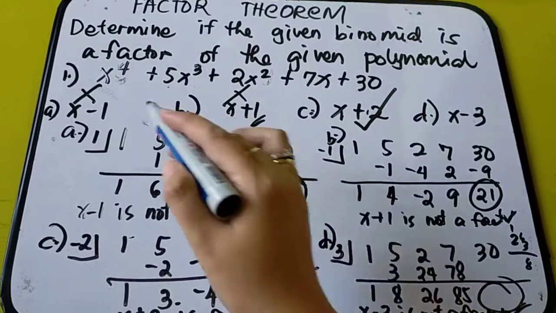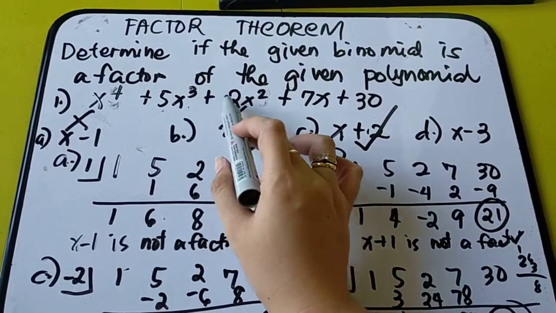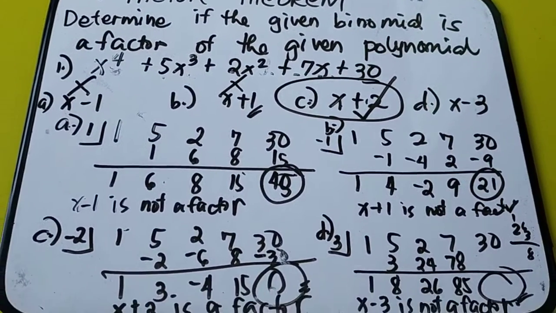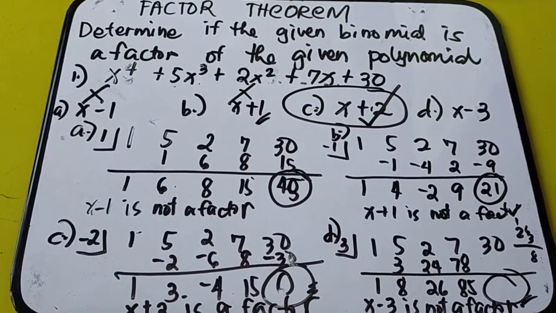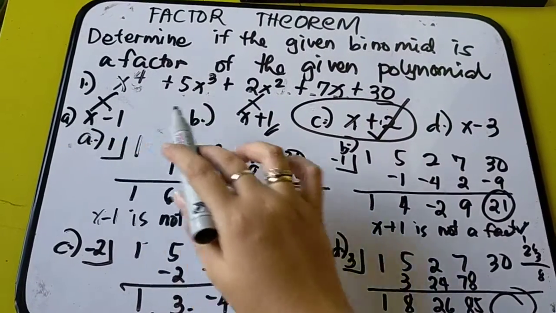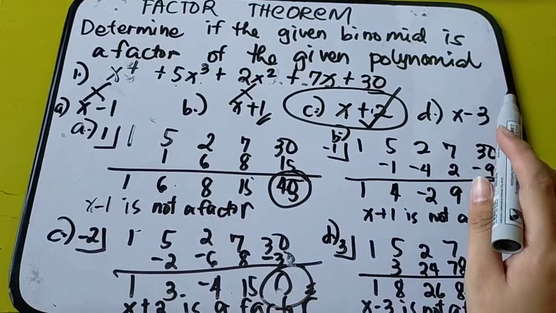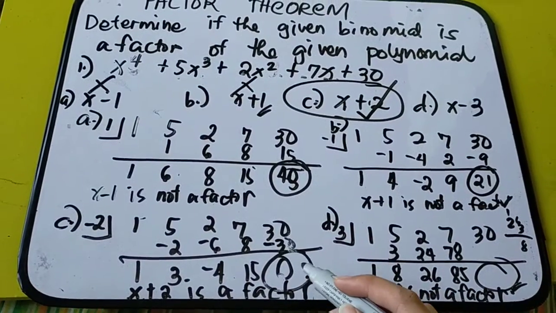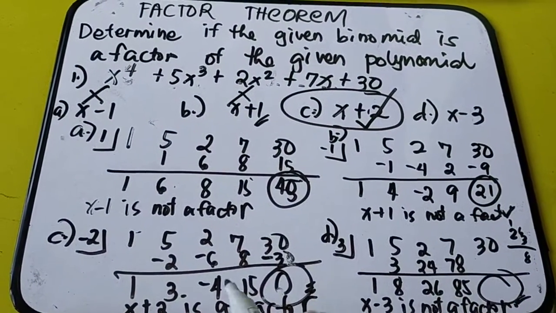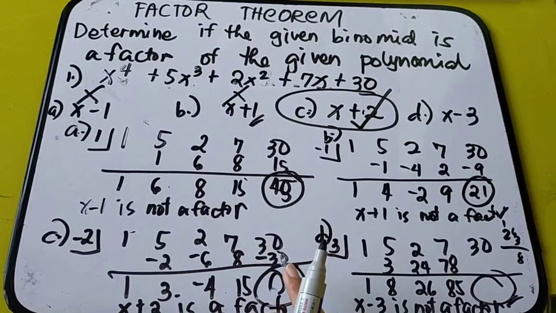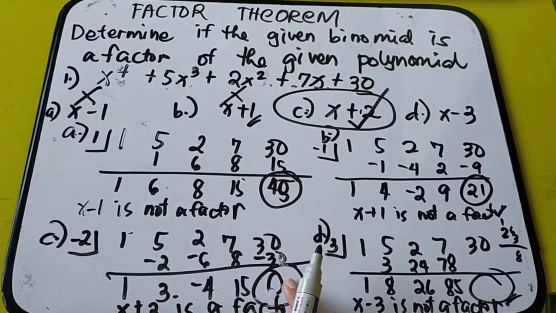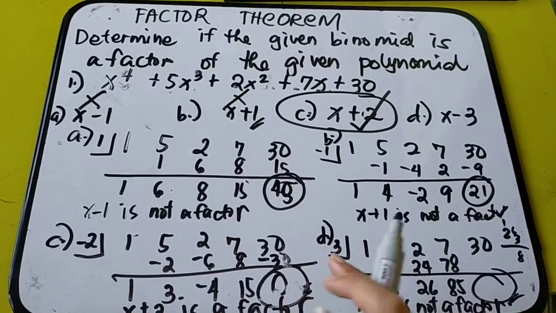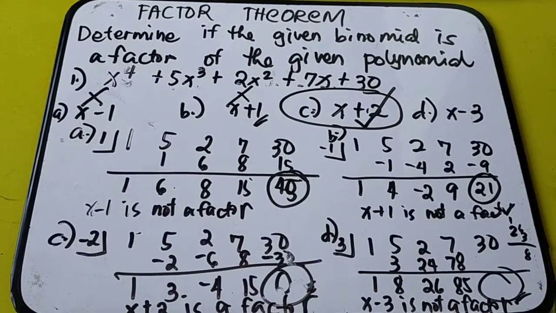Sino lang ang factor ni x raised to 4 plus 5x cubed plus 2x squared plus 7x plus 30? Si x plus 2 lang ang tama. Okay? So, that is factor theorem. You are going to determine if the given binomial is a factor or not a factor. How will you say so? If the remainder is equal to 0. Kapag hindi siya equal to 0, therefore, it is not a factor. If the remainder is equal to 0, therefore, it is a factor. That is factor theorem. Alright?